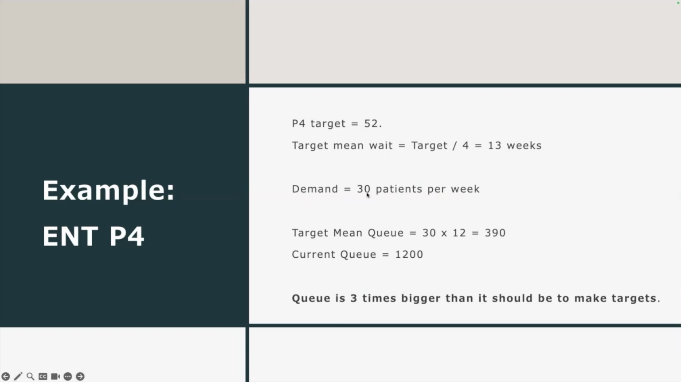And the demand was 30 patients a week. So the target mean queue size should be 360, so 30 times 12. But the current queue size, remember, was 1,200. So basically, we're seeing in that list that the queue size is about three times bigger than it should have been in order to meet its targets. So you can look at each list and say if it's too long or too short and where you should be, roughly.